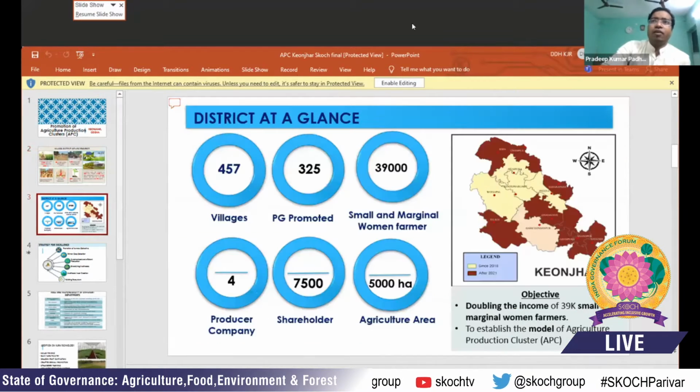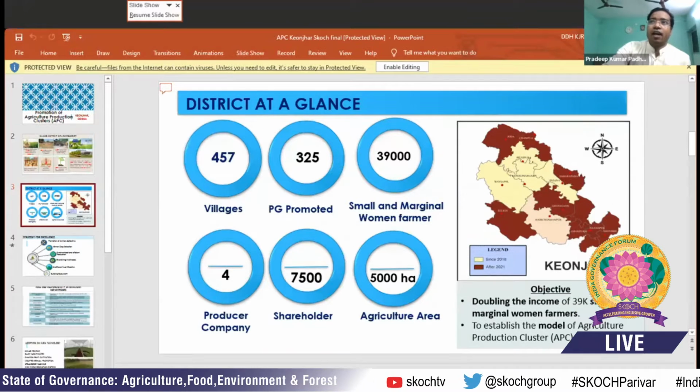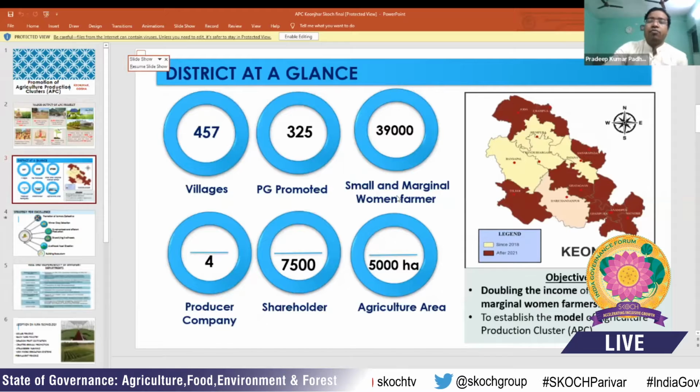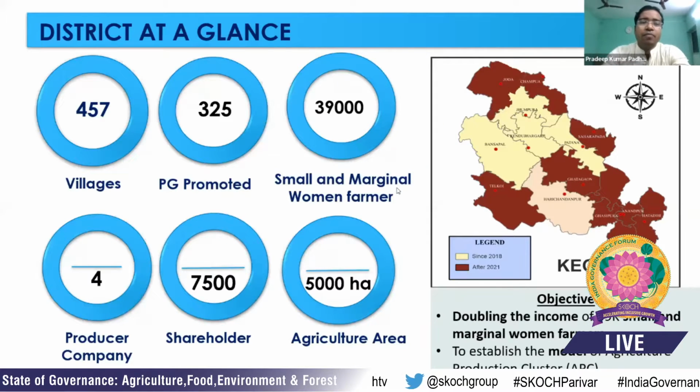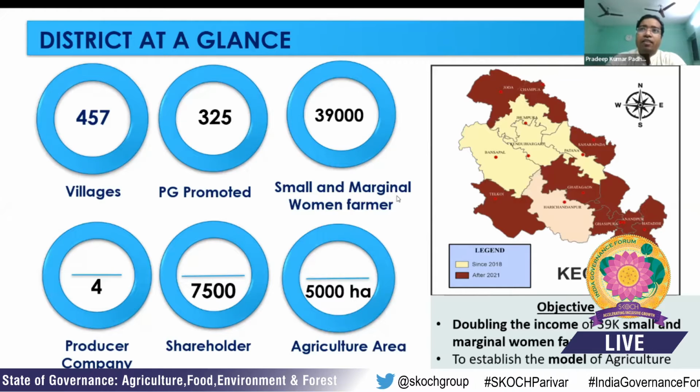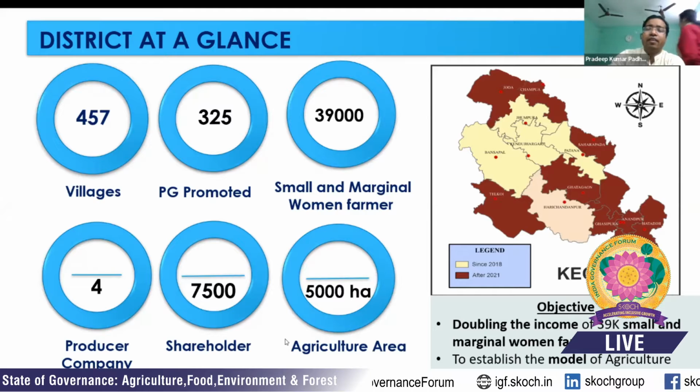This is the background of the district where we are operating. We are operating in 457 villages by promoting 325 producer groups, and we are working with 3,900 farmers. Mostly the farmers are small and marginal farmers from scheduled caste and scheduled tribe communities, and we are right now promoting around 12 producer companies in the district, with 7,500 shareholders and an agriculture coverage area of around 5,000 hectares.